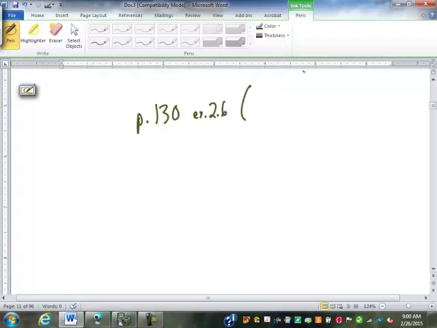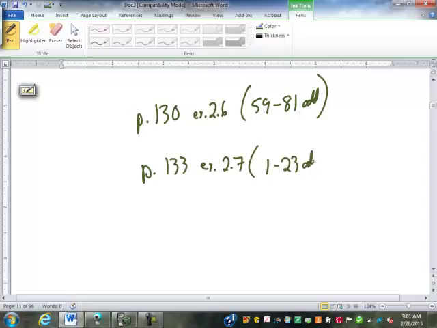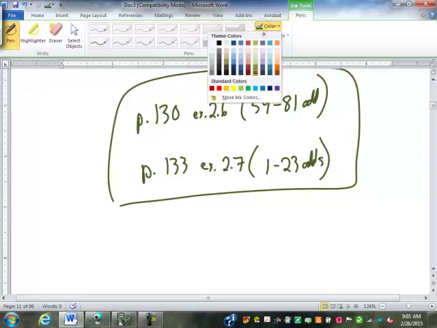On page 130, it's exercise 2.6, problems 59 through 81, the odds. On page 133, exercise 2.7, 1 through 23, the odds. It'll mention in there somewhere something about engineering notation. See if you can figure it out. If not, we'll talk about it next week.